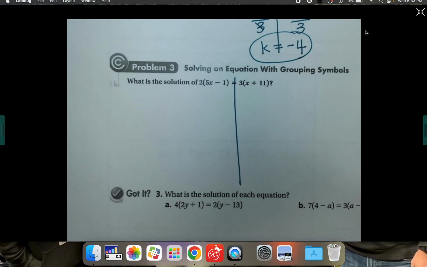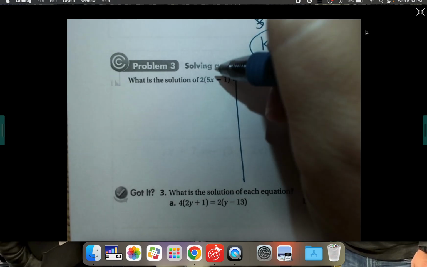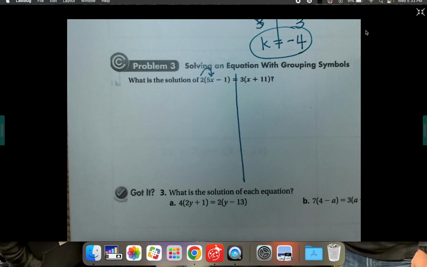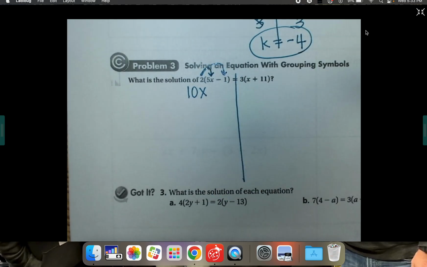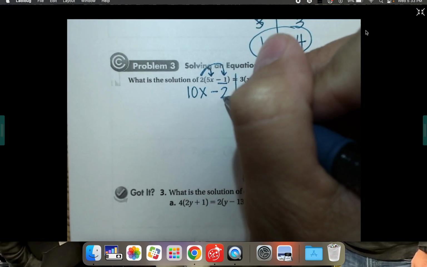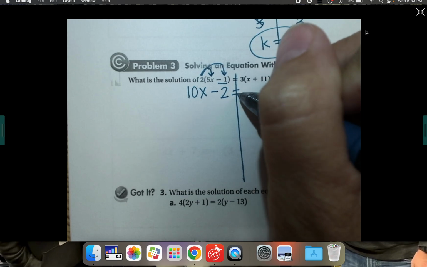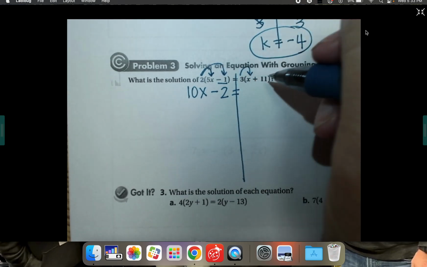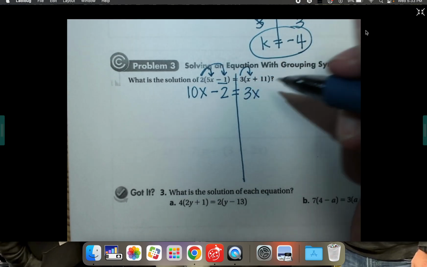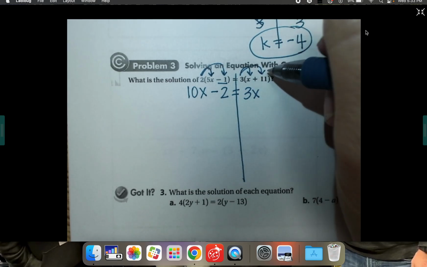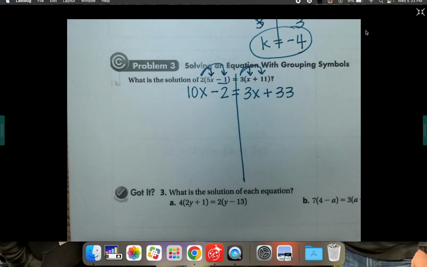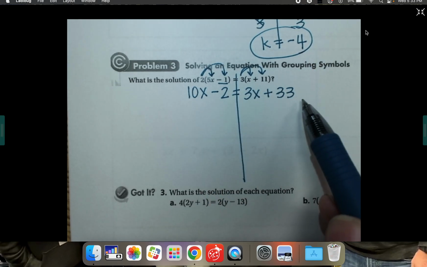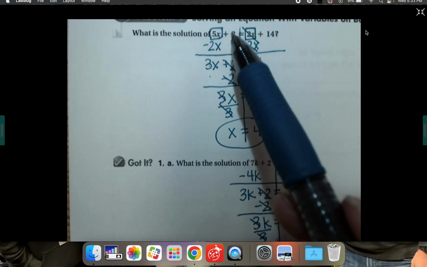All right, so 2 times the quantity 5x would be 10x. 2 times -1, remember you need to read that as a -1, is -2. 3 times x, just squish it together, it becomes 3x. 3 times +11 is +33, so the plus goes with it. Now we're left with an equation that looks like the ones we started with earlier today.